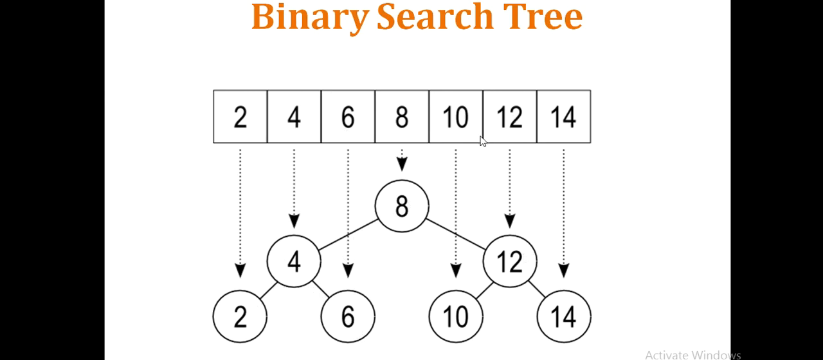Same way, 10 is greater than 8, but it is less than 12, so it should be on the left side of 12. And 14 is greater than 8, but it is also greater than 12, so it should be on the right side of 12. So likewise we are generating the trees. The same concept we have to use for our assignment.